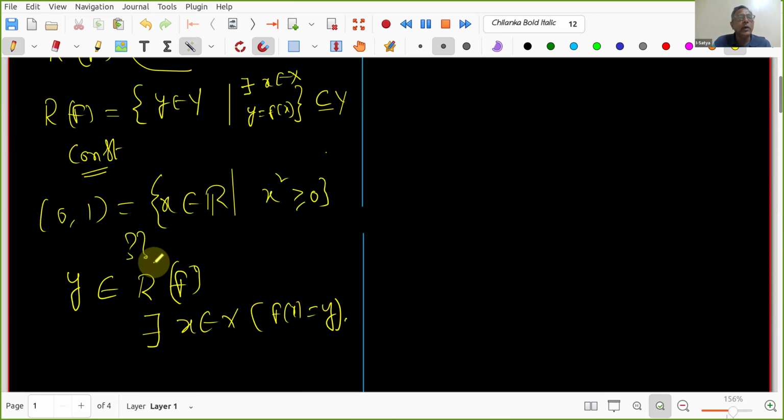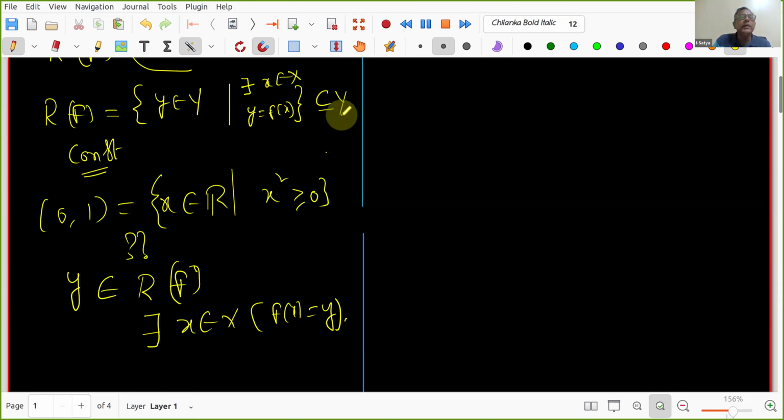You do not say that it belongs to Rf. That is known. Why belong to Rf? It is an element of Rf. That is not the answer. What is the meaning that it is in the range? It is in the range means there is an x in X such that f of x equals y. Then only it will be in the range. That is the difference between the actual set Y and the range of f.